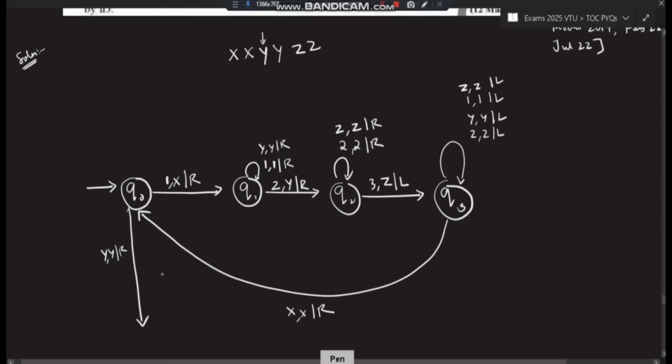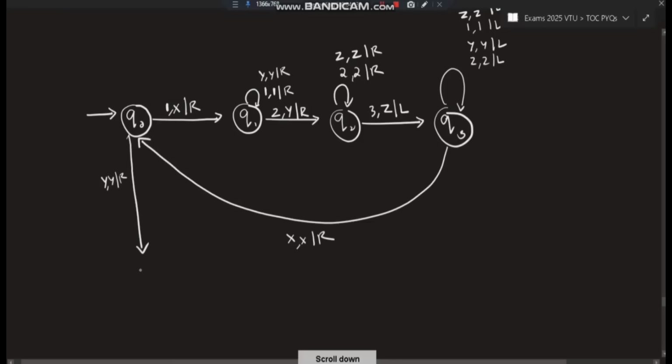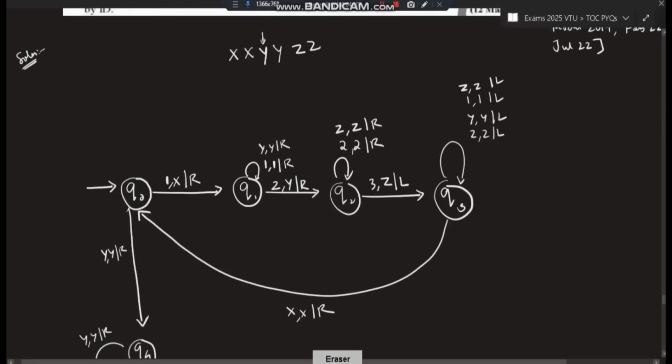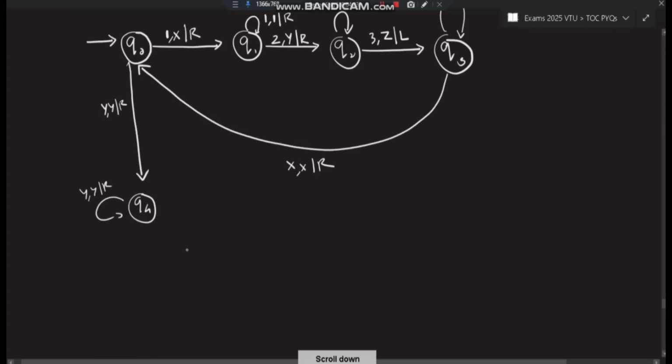I'll be moving here, and I'll be making a new state here, q4. And here I'll be ignoring n number of y's after that: y comma y r. I'll be ignoring n number of y's after that, and after that I'll be encountering z's also. So for that I'll also be taking a new state here: z comma z. If a new symbol comes, take a new state, it is better. And I'll be ignoring the n number of z's after that, z comma r.